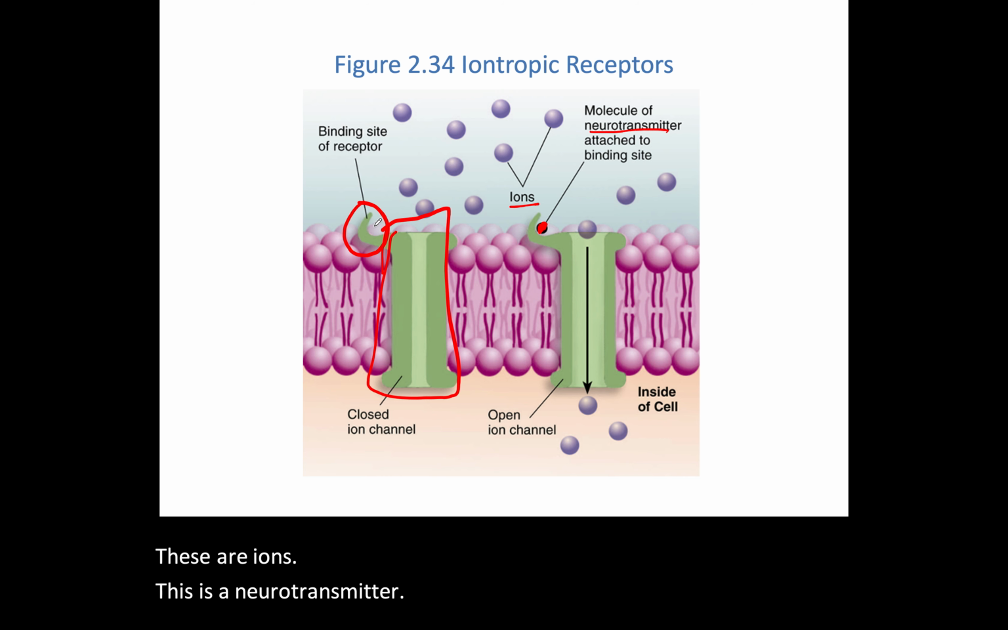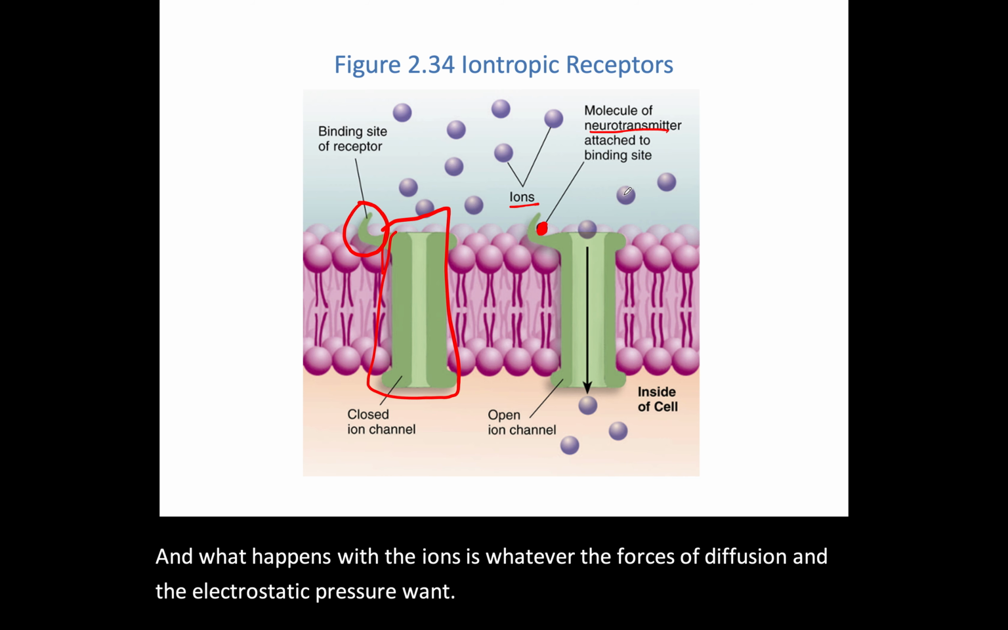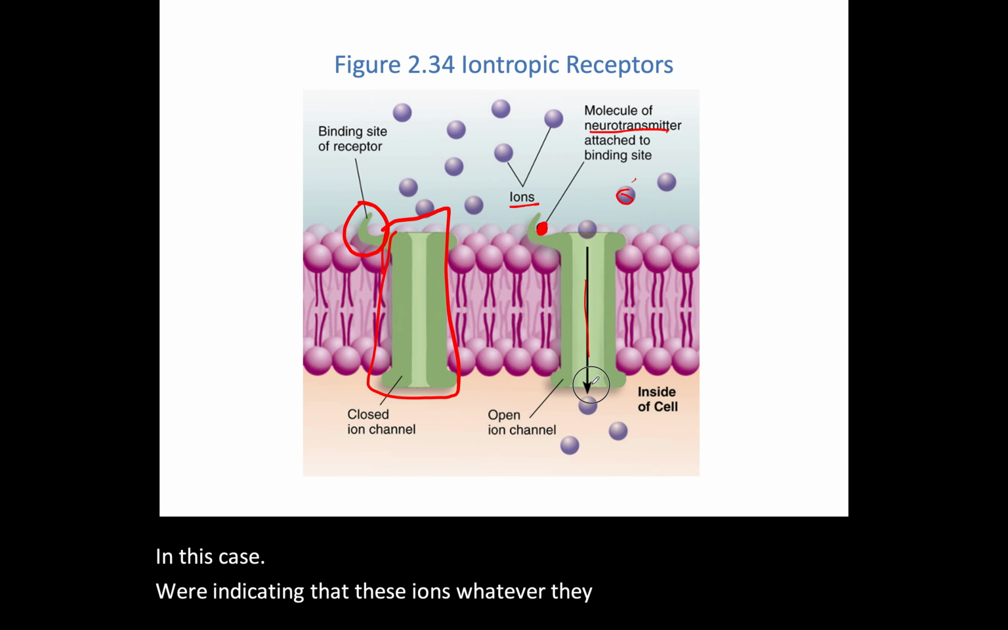When there's no neurotransmitter, the channel is closed. No ions are moving through. Neurotransmitter arrives, channel pops open. And what happens with the ions is whatever the forces of diffusion and the electrostatic pressure want. In this case, we're indicating that these ions, whatever they are, are coming in.